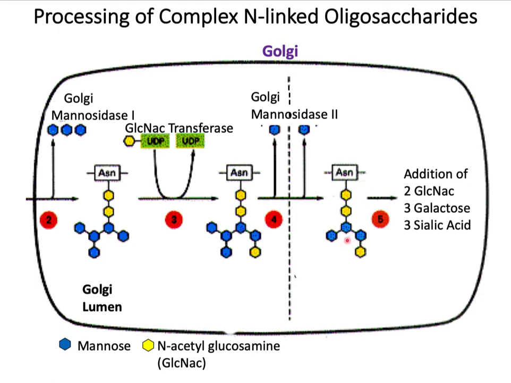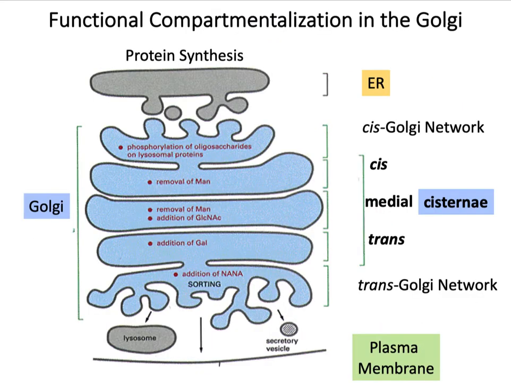And then you finally get the addition of 2 N-acetylglucosamine, 3 galactose residues and 3 sialic acid, which is not shown. And you end up with a complex N-linked oligosaccharide modification on this asparagine residue. So this is the overall process which happens in the Golgi. This dotted line just shows the middle portion of the Golgi apparatus.